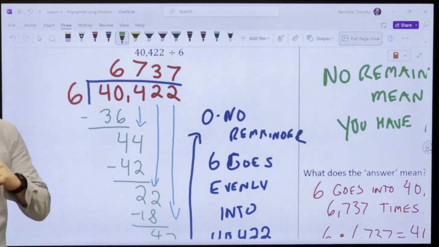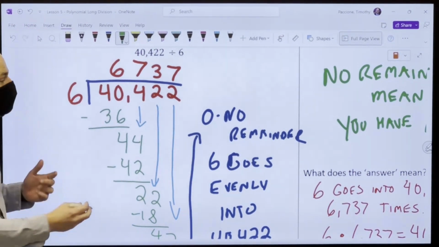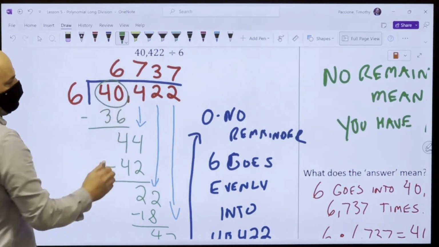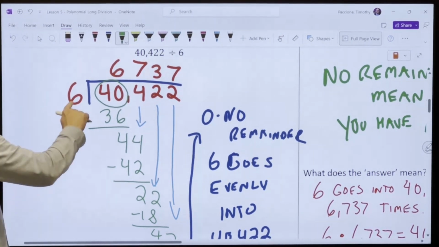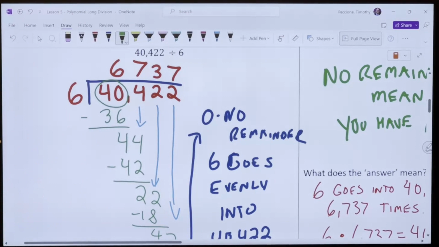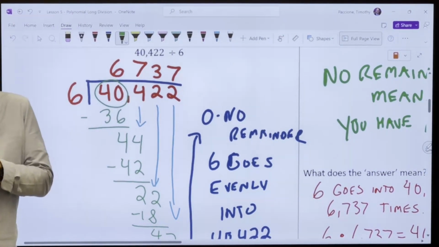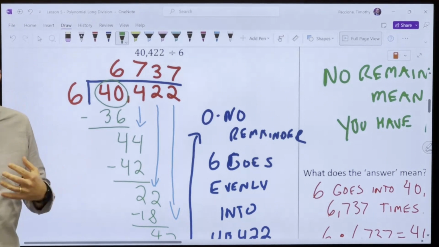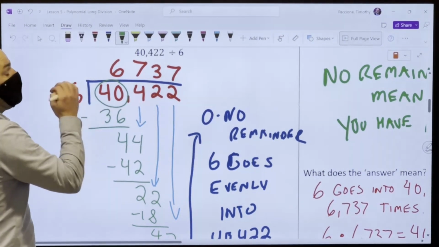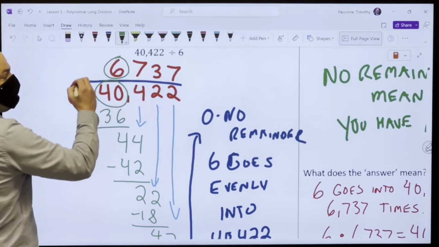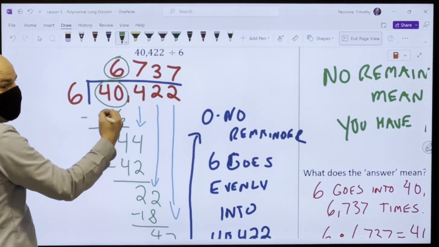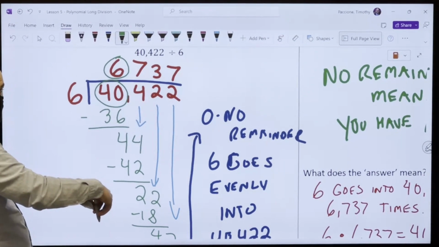I'll just ask myself, how many times does 6 go into 40? Right? That's it. That's long division. 6 goes into 40 how many times? 6 times. Because 7 times would be 42. That's too much. So 6 times 6 is 36. That goes in. Okay. Now think about what you do next. You put a 6 up here. Then you multiply 6 times 6. You bring it down, and you subtract it. Right? Does that sound familiar?